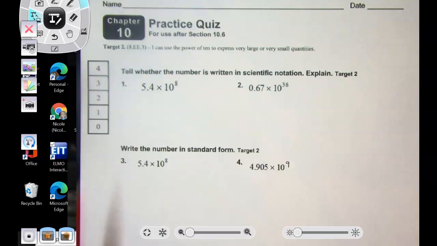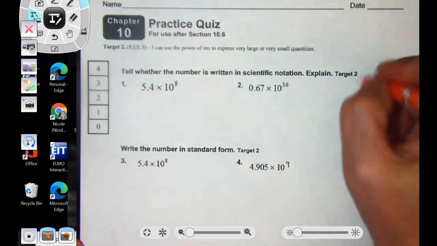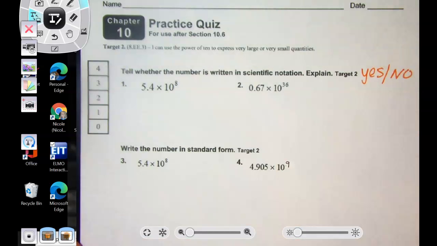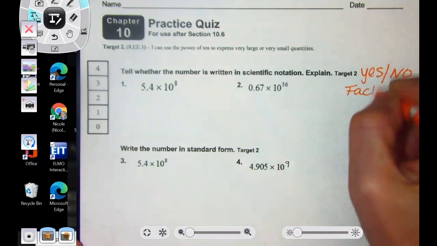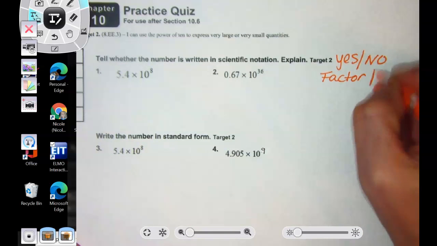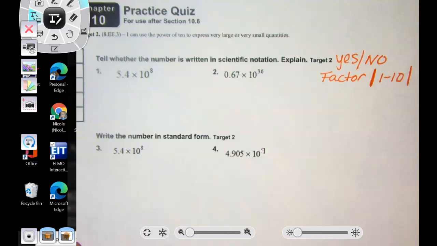What this says is tell whether the number is written in scientific notation. So this is going to be a yes or a no answer. The things that we look at, as it said on our note sheet, we have to make sure that our factor, that's the number out in front of the 10, needs to be between the absolute value of 1 through 10, which just means it can be -1, -2, -3, all the way up to -10, or it can be +1 through 10.